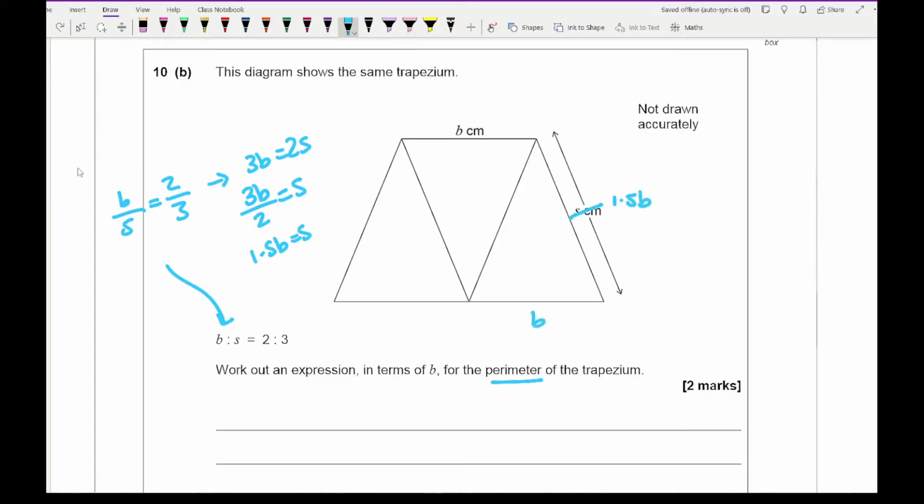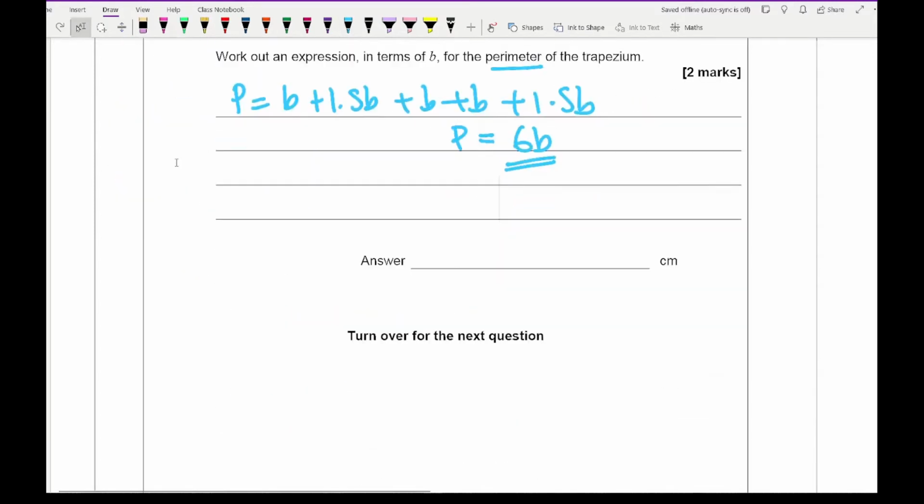So this I can scrap and call that 1.5b. This I know is b, this I know is b, and this is going to be the same as the other side, so it's 1.5b. So that means the perimeter is going to be b plus 1.5b plus b plus b plus 1.5b, giving me a total perimeter of 6b. Where you'd get the 1 mark is recognizing that s is equal to 1.5b, and then 1 mark for 6b.